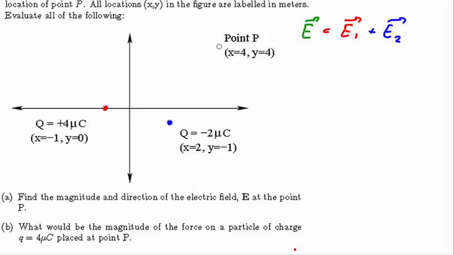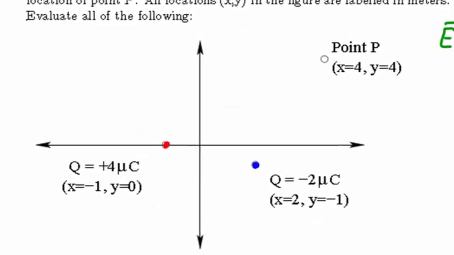Let's begin by learning a few things about the vector E1. Looking at the point P, I recognize that the electric field will point at this location away from any positive charge and towards any negative charge. The charge in question, the positive 4 microcoulombs, is down and to my left, and so for that reason the away direction will be up and to my right, meaning that E1 points in this manner.